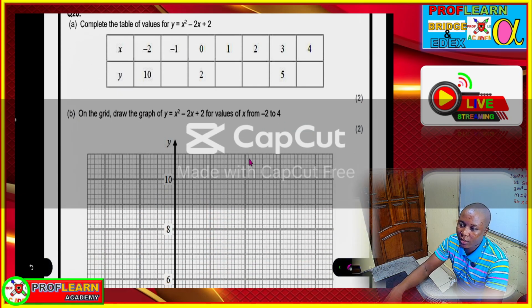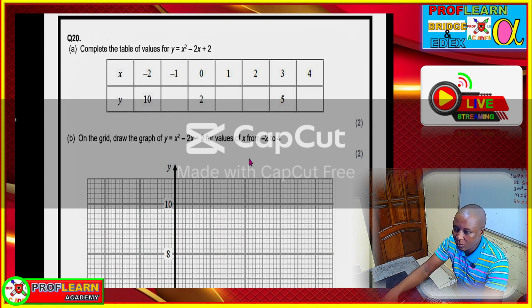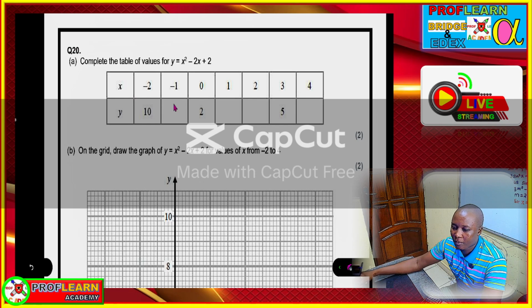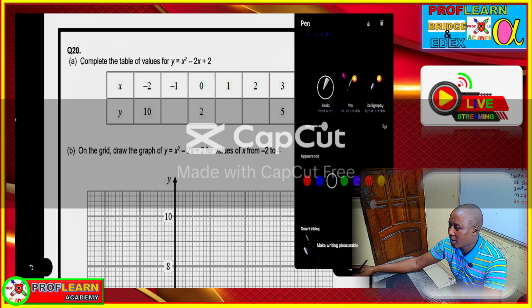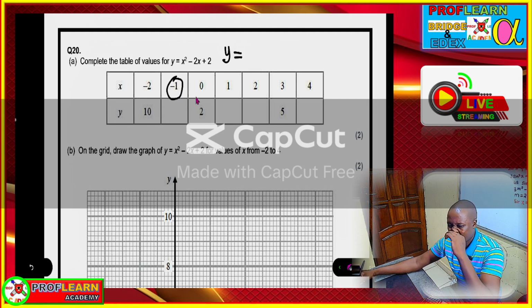The next question is how to draw quadratic graphs. You may be told to draw a graph, and especially a quadratic graph. Remember, your table should be correctly filled, so you need to put it in your calculator and ensure the signs are okay. Whenever you are going to find the value of y when you're using the calculator, I want you to find this missing value here.